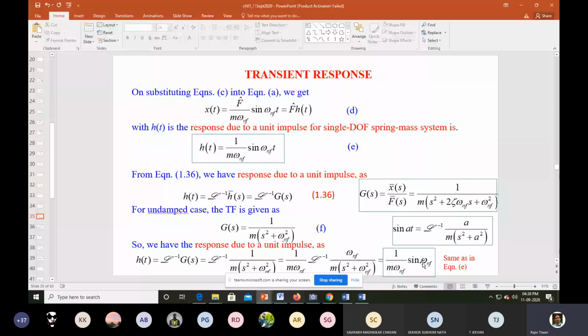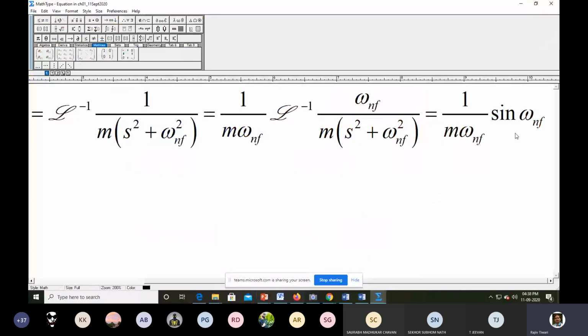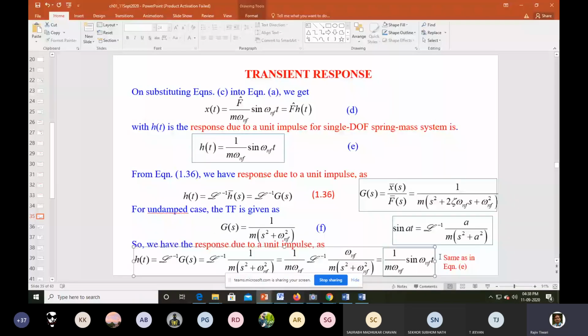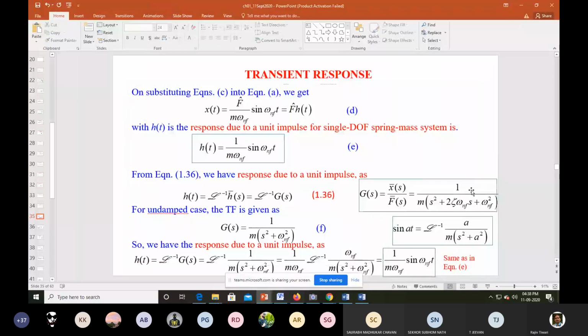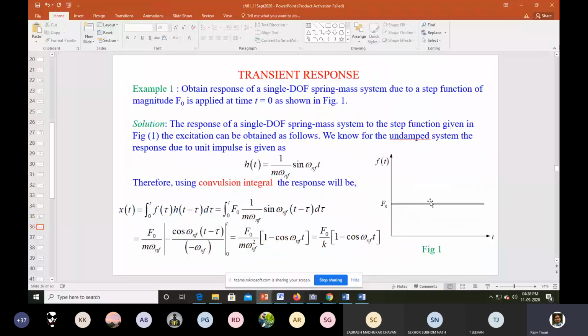Then if you see this expression and this expression, they are the same. So either we use the concept of the impulse initial condition or directly use the Laplace domain, we can get the similar expression for the unit impulse response for a single degree of freedom system. For the damped case, we'll see subsequently. So I will take up one example now to illustrate how this can be useful to us.